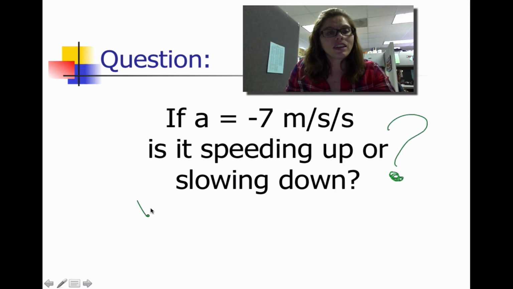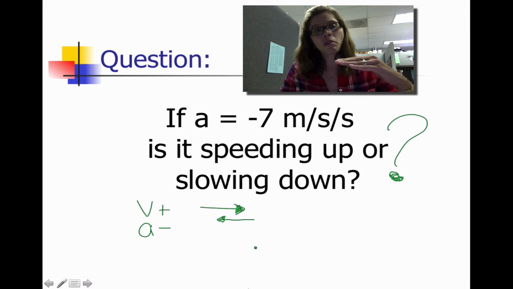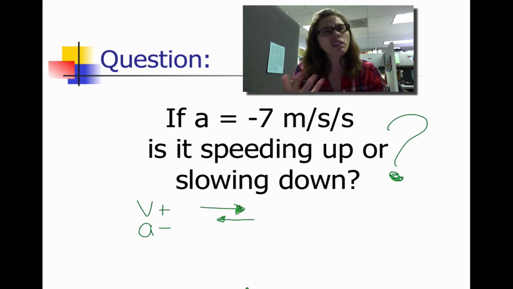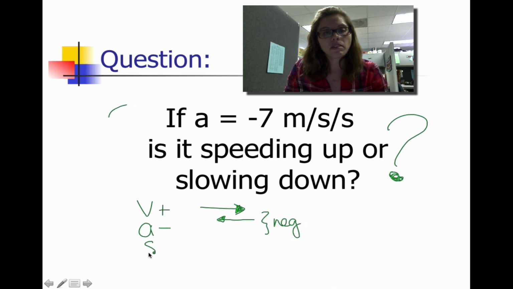So let's say the velocity is positive and the acceleration is negative. That means the velocity is positive and the acceleration is backwards. Do you remember that speed racer that we were looking at before? The velocity was going one way, and the acceleration, you could think of as pushing the velocity back, slowing it down. So this would be a negative acceleration, but this would be slowing down.